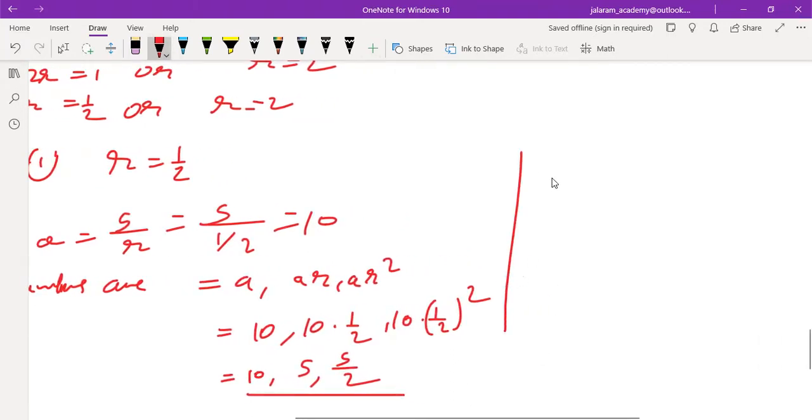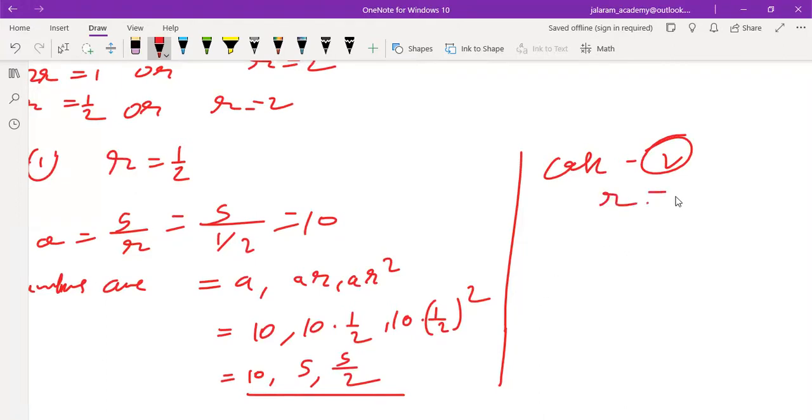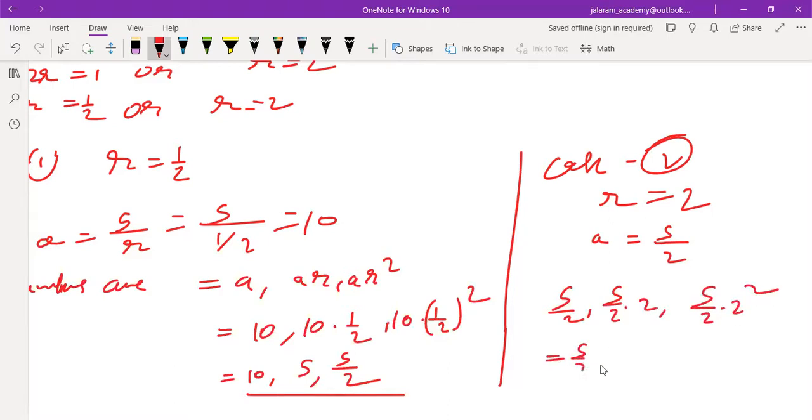And case 2 will also give the same, but the order will be different. But as we have to find the numbers only, we can write any one of the answers. To write both the answers is not required. Now this time A equals 5 by 2. So the first number is 5 by 2, second is 5 by 2 into 2, and third is 5 by 2 into 2 square, that is 5 by 2, 5, 10. So the answers are 5 by 2, 5 and 10.